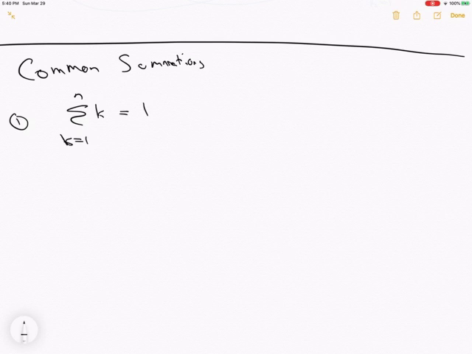That looks like, well, when k is equal to 1, it's 1. When k is equal to 2, it's 2. So you're summing over all of the numbers from 1 to n. And there's a formula for this. This is equal to n plus 1 times n, divided by 2.